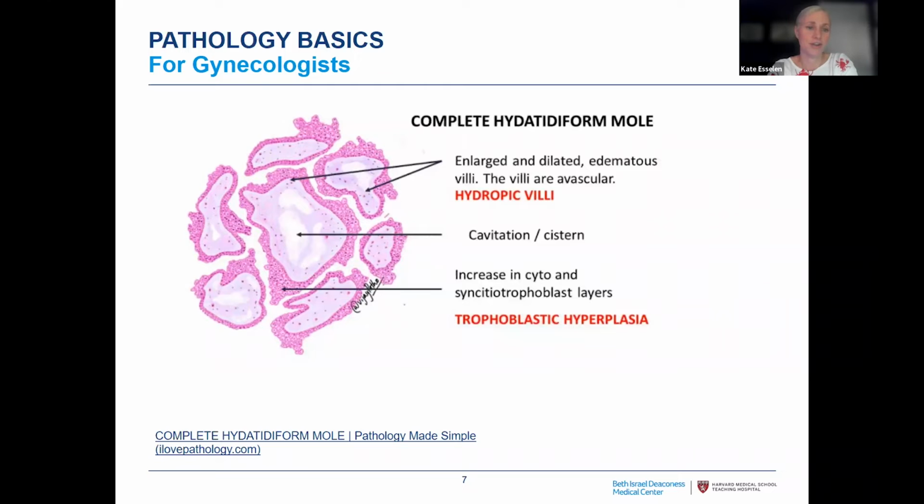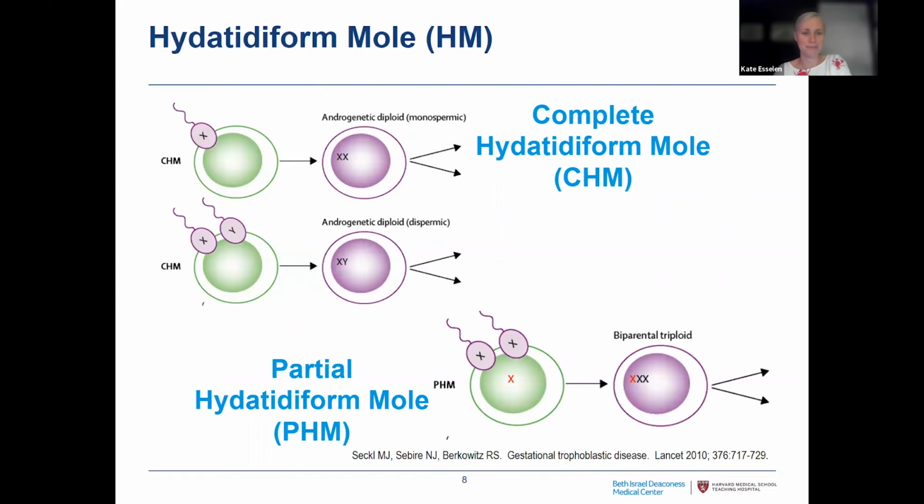And here is just a cartoon of what this pathology really is. So you can see here that under the microscope, those dilated villi look edematous. They're avascular. They're sort of enlarged and fluid filled. They can have big cavitary spaces in them. And then surrounding these cavitary spaces, you see an increase in the cyto and syncytiotrophoblastic layers, sort of the complexity of those tissues. That's the trophoblastic hyperplasia. So that's where these benign and malignant conditions arise. But how do they even come to be?